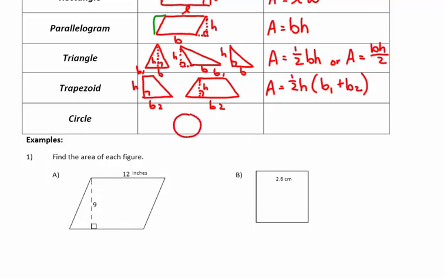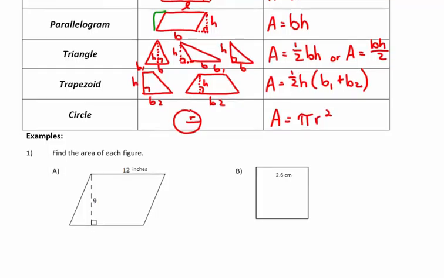A circle we did earlier in the year. The radius is the distance from the center to the outside, and the formula that we used was A equals pi r squared. Now you might be saying to yourself, well, I remember doing circumference or pi times the diameter. That's the circumference formula. That's like perimeter.